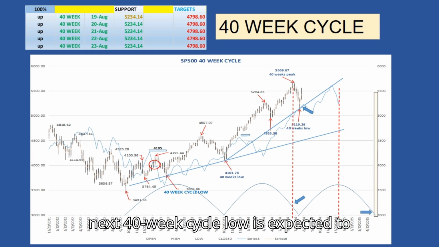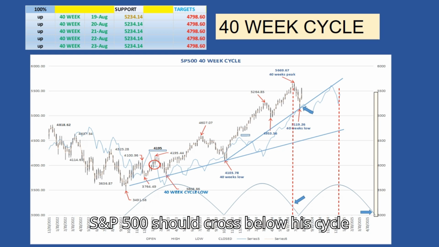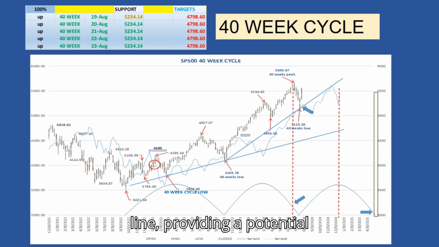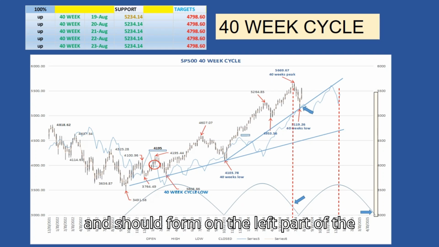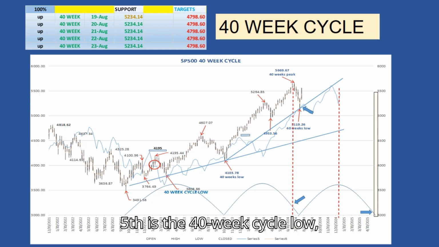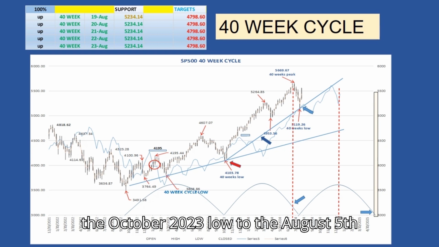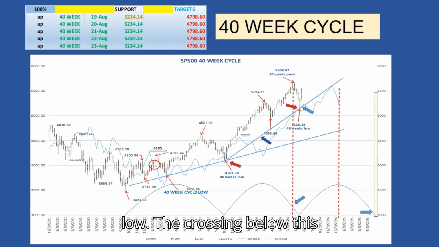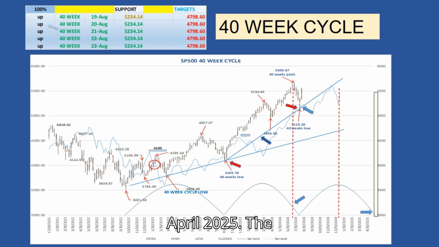The next 40-week cycle low is expected to form around the second week of May 2025, the yellow zone. At that time, the S&P 500 should cross below its cycle line, providing a potential downside target. The next peak is expected by the end of December 2024 and should form on the left part of the cycle. Assuming August 5th is the 40-week cycle low, I draw the 40-week cycle trend line from the October 2023 low to the August 5th low. Crossing below this trend line will confirm the formation of the next 18-month cycle peak. The 18-month cycle low is expected for April 2025. The cycle trend is up and the success rate is 100%.